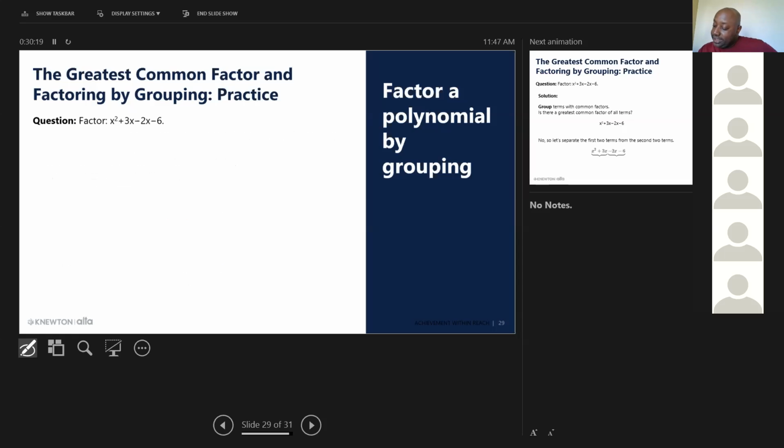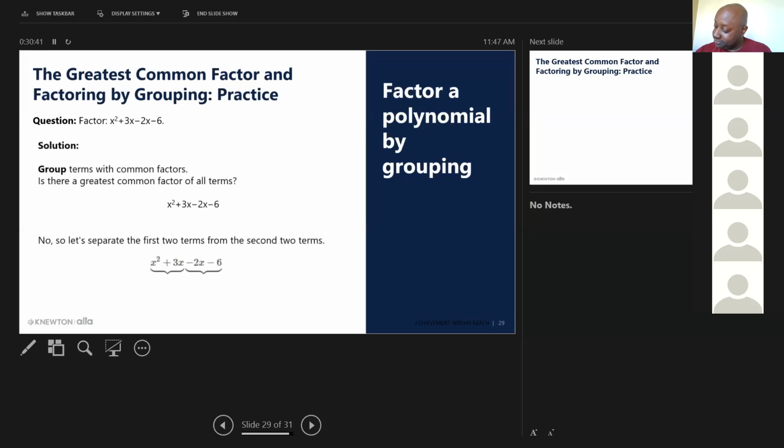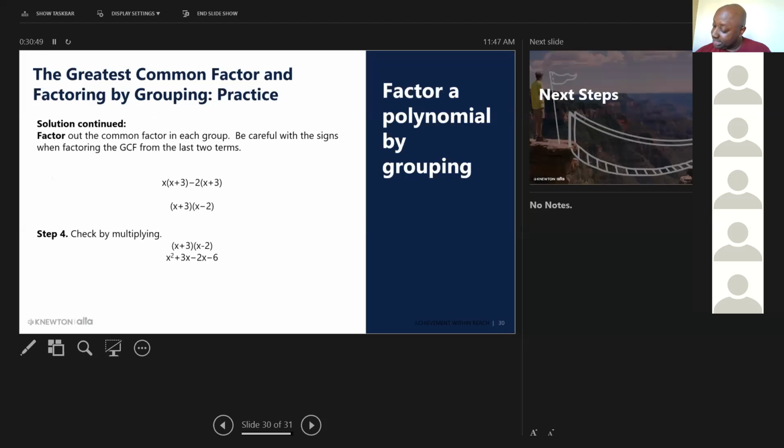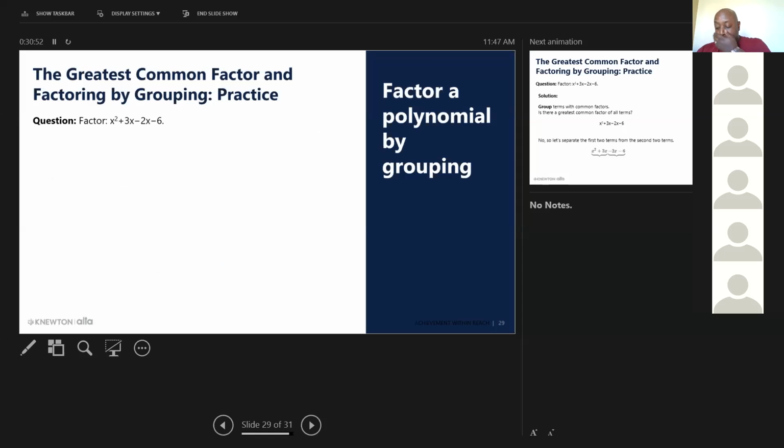All right. Factor x squared plus 3x minus 2x minus 6. I'm having a brain lapse. Let me take a quick peek at the screen ahead. Sometimes I have to look ahead too. I did it last night, but having a brain lapse.